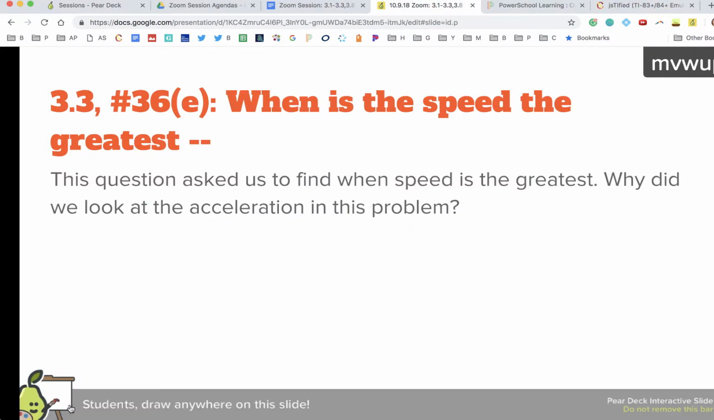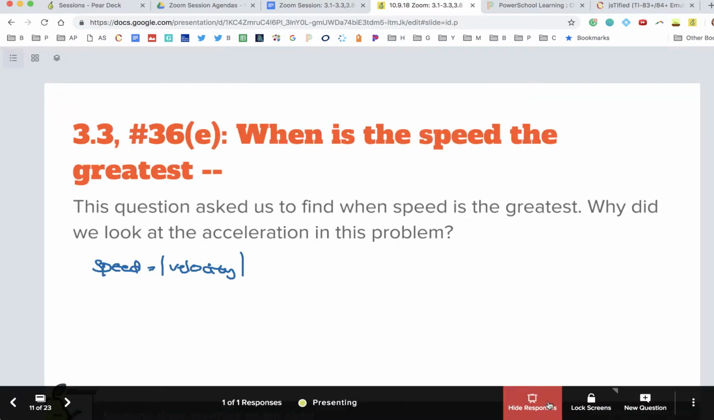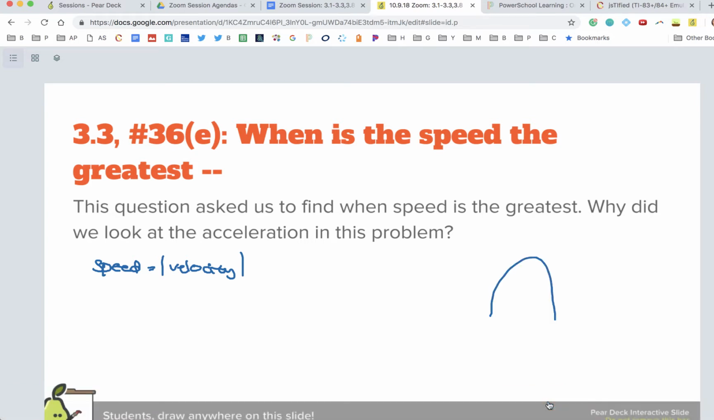Moving right along. So when is the speed the greatest? Remember that speed is the absolute value of velocity. So where is the velocity at its biggest? I've been told many times that we know that we have a max or min when the derivative equals 0. Now that's not a sufficient answer. We're going to learn more about how to find maxes and how to find mins, okay?